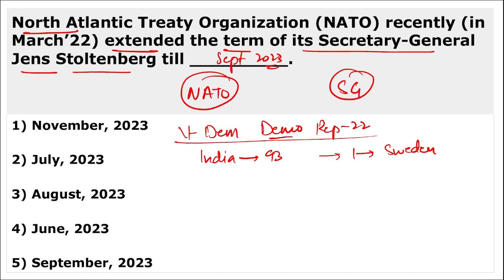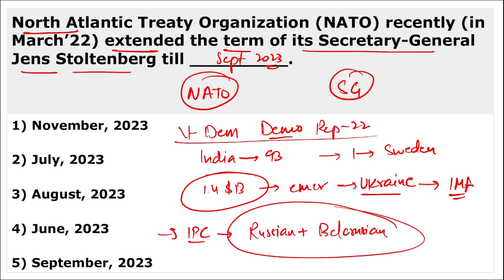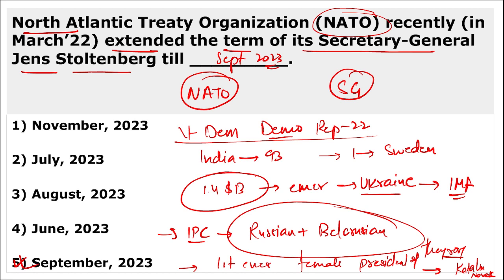Apart from this, if I ask you, recently $1.4 billion emergency support was provided to Ukraine. By which organization? It was your IMF, International Monetary Fund, that provided the emergency fund. Then recently, the International Paralympic Committee, that is your IPC, banned players of which countries from participating in the Beijing 2022 Winter Paralympics? Russian and Belarusian players were banned from taking part in the Beijing 2022 Winter Paralympic Games. Then if I ask you, first ever female president of Hungary. Tell me, who is she? She is Katalin Novak. Katalin Novak became the first ever female president of Hungary. So here the correct option becomes: till September 2023, NATO has extended the term of its Secretary General Jens Stoltenberg.